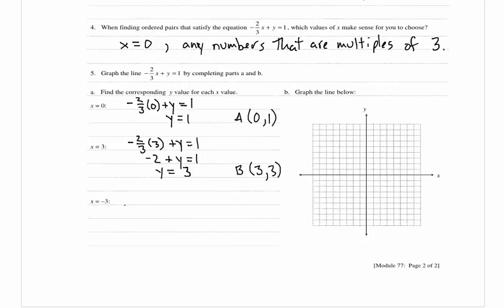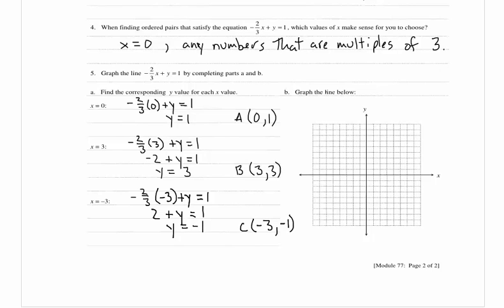And for x is equal to negative 3, we have negative 2/3 times negative 3 plus y is equal to 1. And negative 2/3 times negative 3 is positive 2. And then we have plus y is equal to 1. And now we're going to subtract 2 from both sides, and we get y is equal to negative 1. So our third point, point C, is negative 3, negative 1.